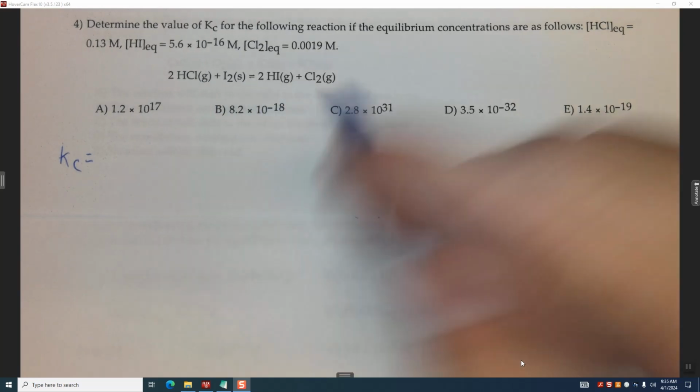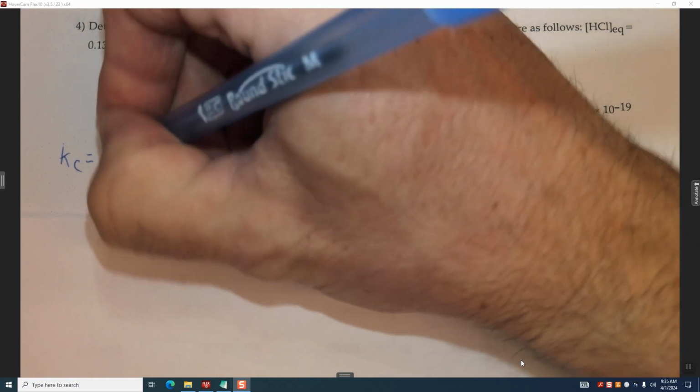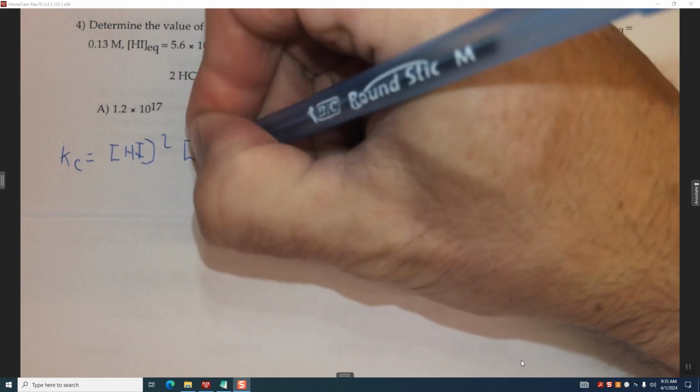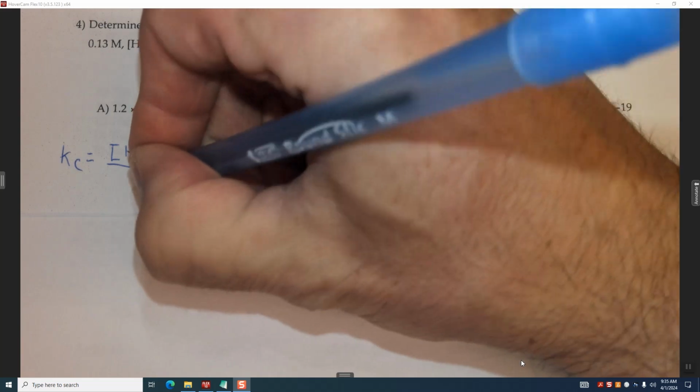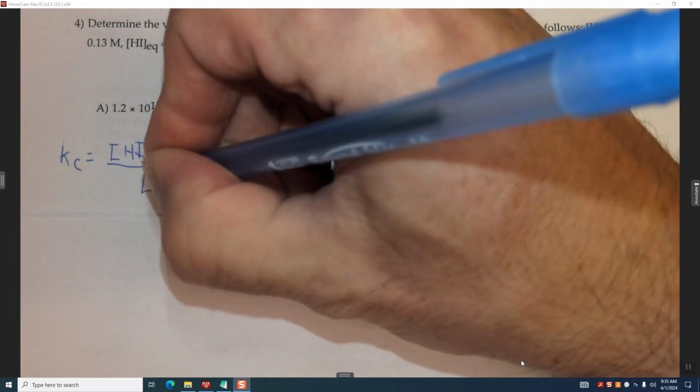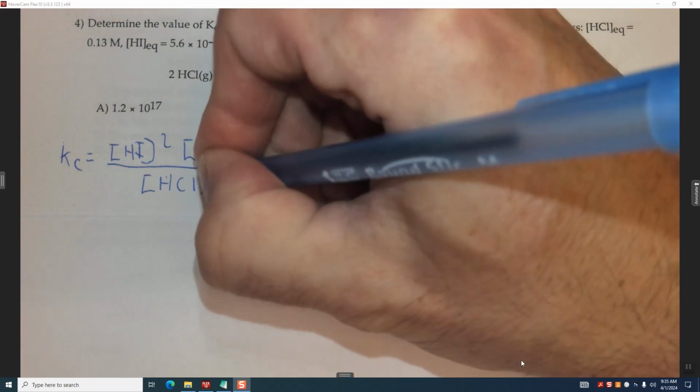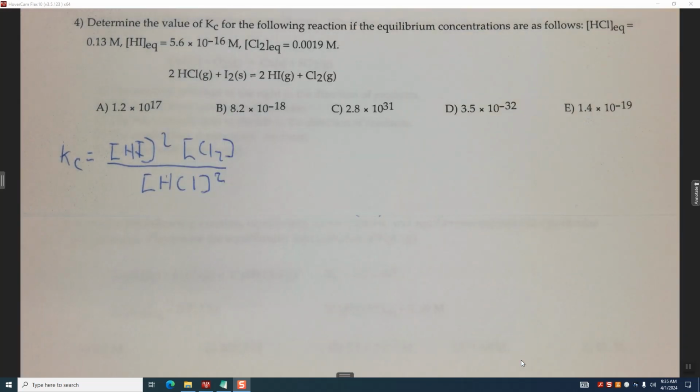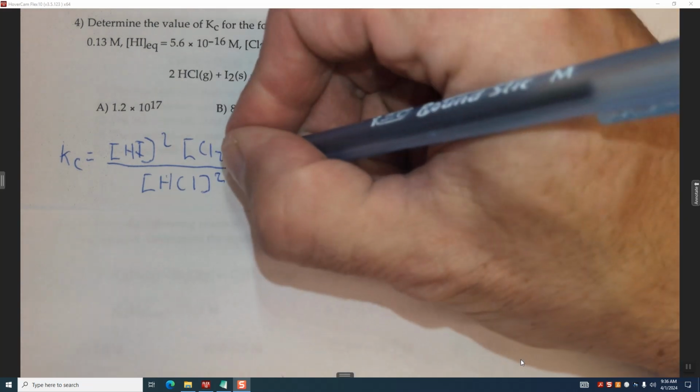So it's going to be products over reactants. In this case, it's going to be the concentration of HI squared times the concentration of Cl2 divided by the concentration of HCl squared. Okay, so this is going to be our setup. Since we are given equilibrium concentrations, we don't need to fill this into the ICE table or anything like that. We can just plug in the values directly.